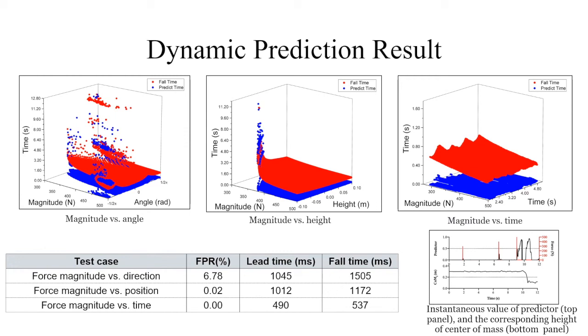The dynamic prediction result is evaluated when the robot is walking on the ground. Similar to static case, first we apply 3 different forces in increasing order on the robot. The predictor predicts the fall accurately under 3 different forces. Next, we evaluate our predictor performance by testing the predictor on 3 different datasets. Different from the static case, we added 1 more dataset with consideration to the magnitude and time. After that, we summarize our lead time, fall time, and the FPR in these 3 figures and this table.